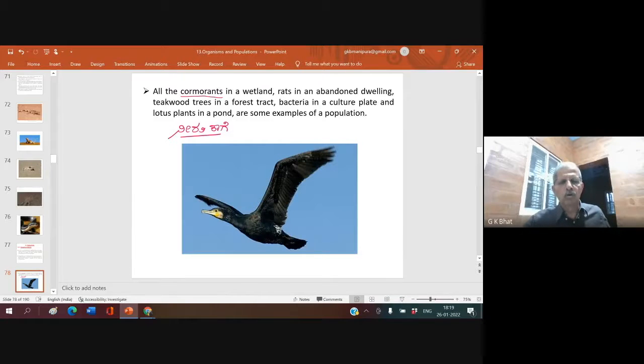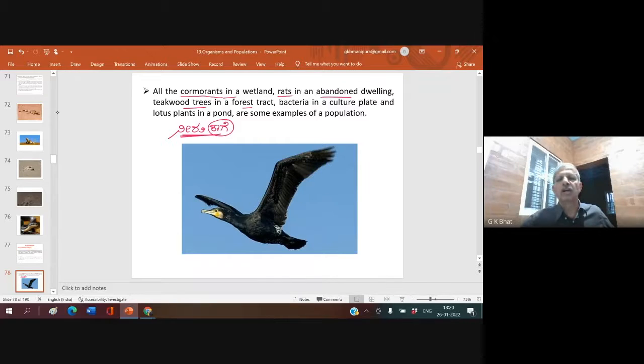So you do have this cormorant there. Okay, so the cormorants are very present. Navya, don't say that you have not seen. Have you seen this one at least? Yes, sir. Good, thank you. So, these are rats in the abandoned dwelling. There is a place which is abandoned, it is left out as such.